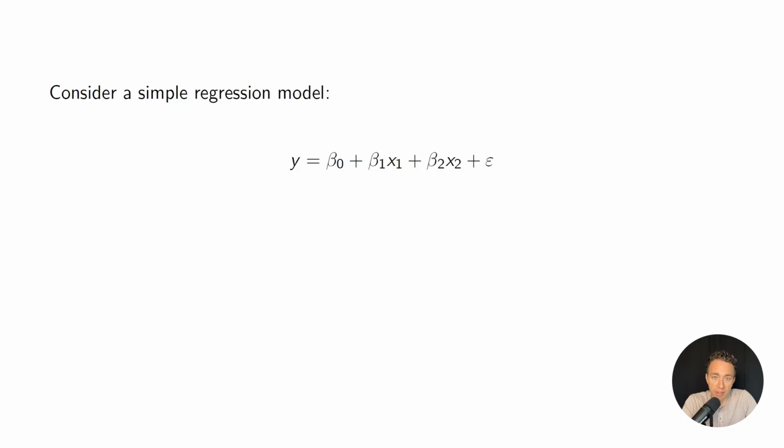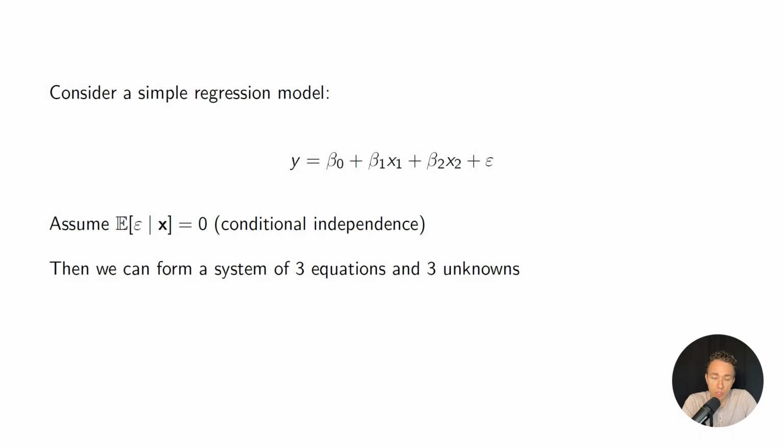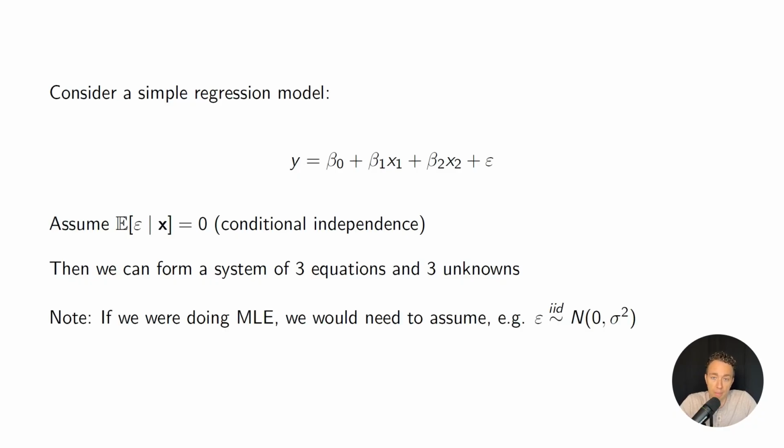So let's consider a basic regression model with two covariates and an intercept. We're going to make the fundamental assumption that the expected value of our error term is conditionally independent of the x's. From this assumption, we can build a system of equations with three equations and three unknowns. If we were doing maximum likelihood, we would make an additional assumption, in addition to the conditional independence assumption, that the epsilon has a particular distribution, typically normal.